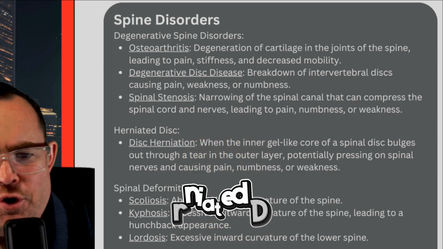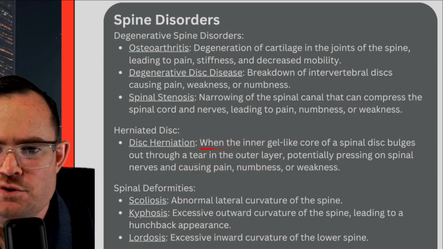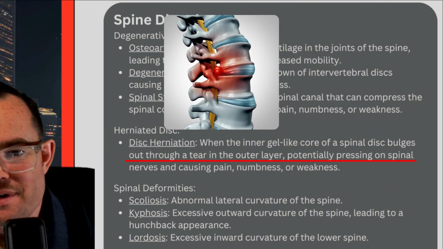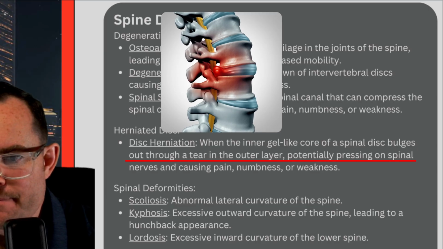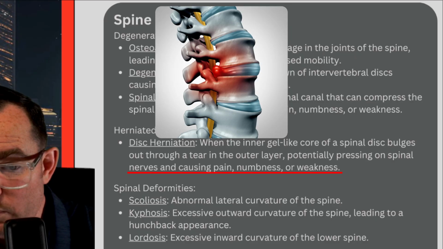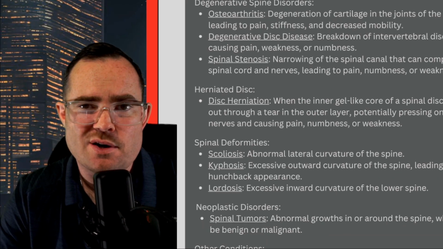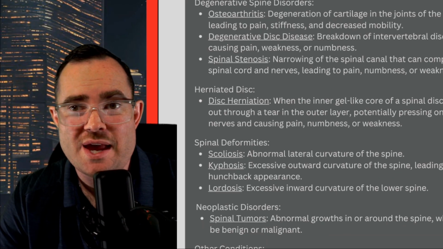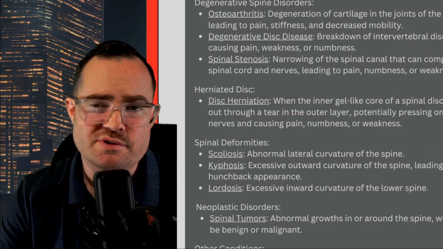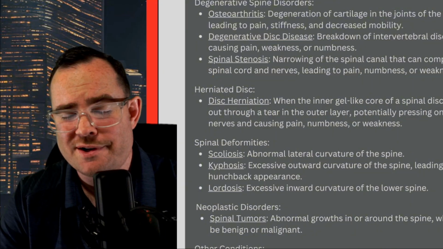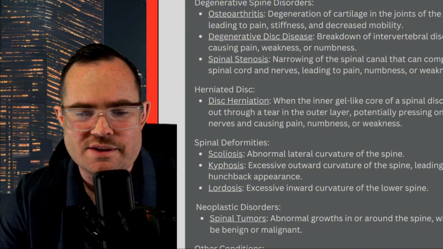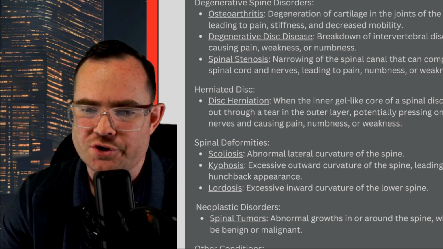Next, let's take a look at the herniated disc. This is when the inner gel-like core of the spinal disc bulges out through a tear of the outer layer, potentially pressing on the spinal nerve and causing pain, numbness, and or weakness. Oftentimes, this herniated disc is due to a compression injury, or it could be from somebody who's lifting incorrectly. People get herniated discs from horseback riding, from car accidents. There's a lot of different ways that disc herniation can occur.